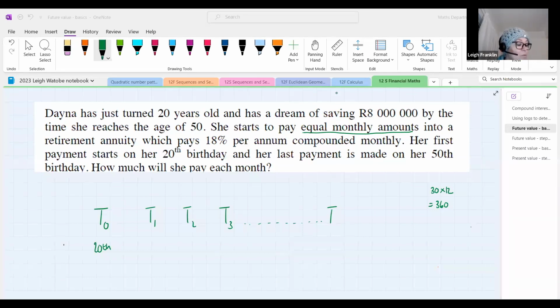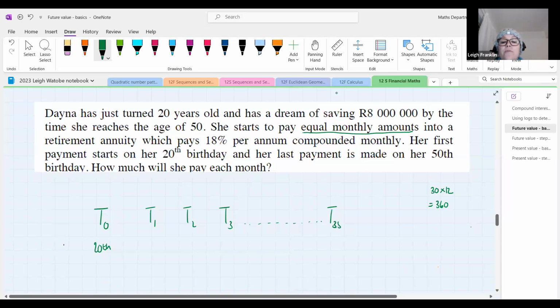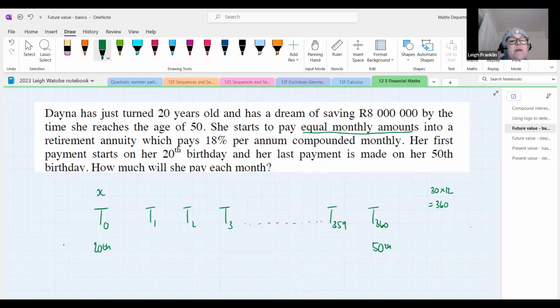So coming down here, we would end up at 359 and then T360. She is making a payment on her 20th birthday and here on her 50th birthday. So it looks as though there is this immediate payment taking place in this question as well. She makes her last payment on her 50th birthday. So she will make a payment then, and she wants at this point in time to have 8 million Rand.